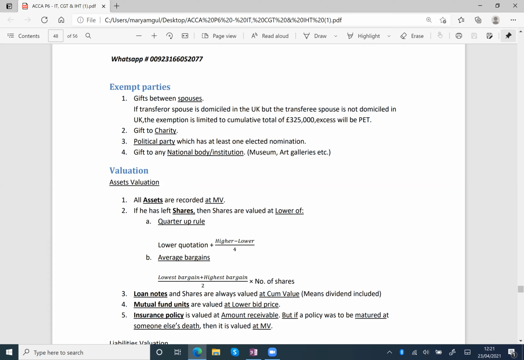Second, gift to charity is exempt, no IHT. Third, a political party which has at least one elected member. When you give to a political party, exempt. When you give to charity, exempt. And fourth, when you give to a national body or national institution, just like museums or art galleries, exempt. So when you give to these four parties, there is no IHT.